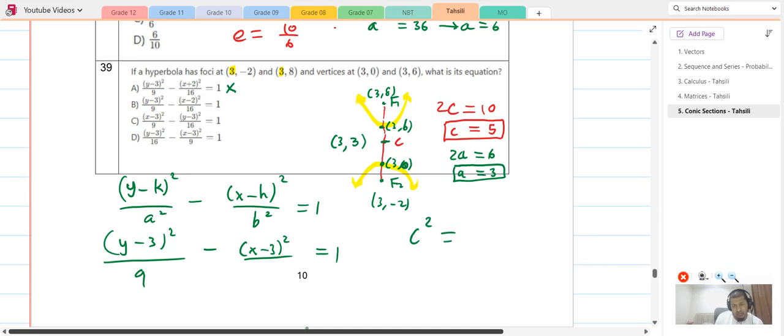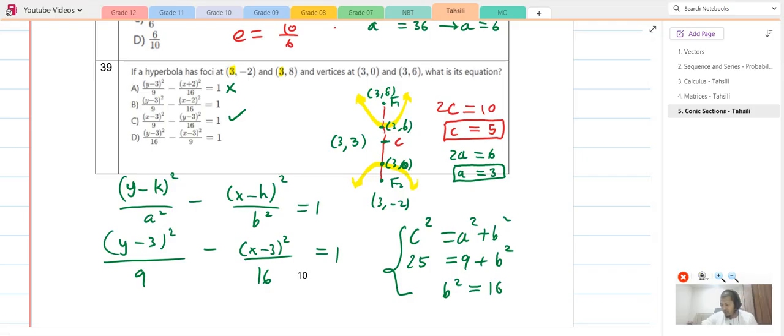So c squared is equal to a squared plus b squared. c squared is 25, a squared is 9, plus b squared. So we know b squared is equal to 16, because 25 minus 9 is 16. So that's how you solve for b. So that should be 16 there, and your answer should be C. I hope you guys understood that.